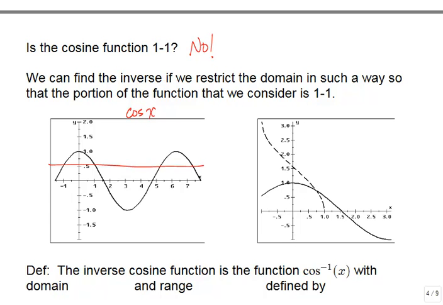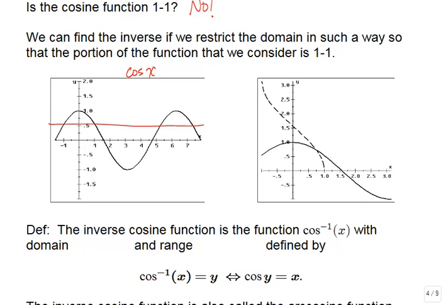So here's the convention, and there's more than one way to do this, but this is how it's been decided that we're going to do this. We're going to take the piece of the graph from 0 to pi. So we're going to take just the part of the graph from here down to here. That way cosine is hitting everything between -1 and 1. You want to make sure that it's hitting all those y values exactly once.